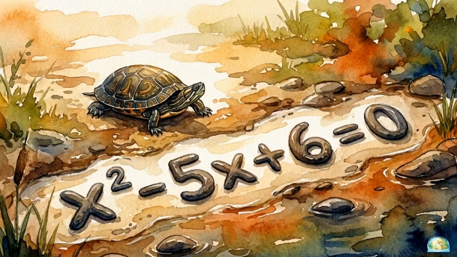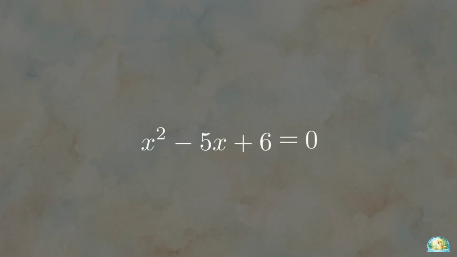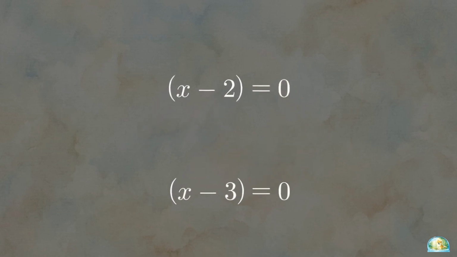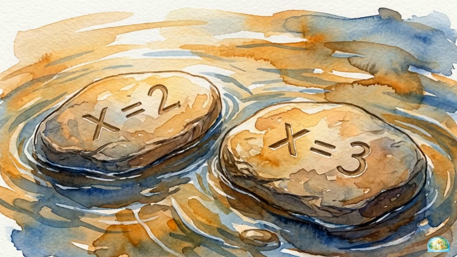Tella reaches the first reflection pool, where the arrangement of stones along the bank shows the equation, x squared minus 5x plus 6 equals 0. Because this structure is simple, we can separate it into two groups. X minus 2 times x minus 3 equals 0. Since the product is 0, we set each group equal to 0. This isolates the values, showing that x must be 2 or x must be 3.